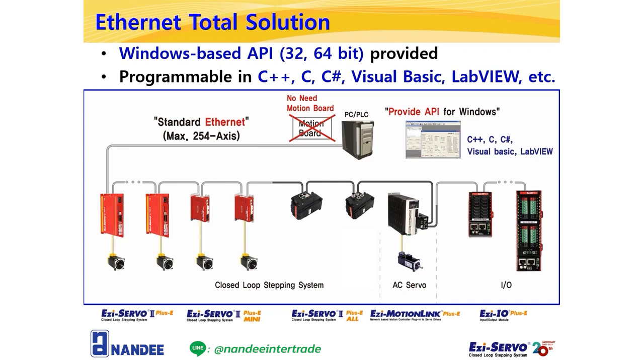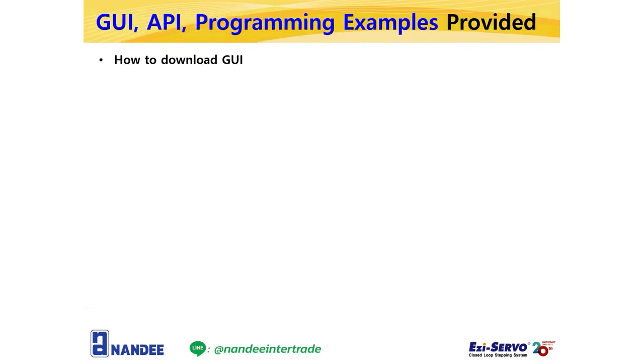Since FASTECH basically provides Windows-based API for Ethernet products, customers can select development languages like C++, C, C#, Visual Basic, LabVIEW, etc. for programming. In addition to the API, GUI software is also provided and can be downloaded for free from the FASTECH web page. As mentioned earlier, FASTECH provides GUI software, EZ Motion plus E, an API for Windows free of charge. First of all, the GUI software can be downloaded for free from the website.